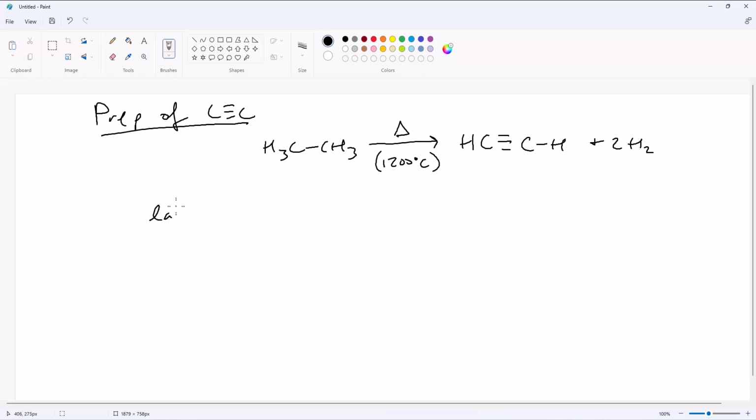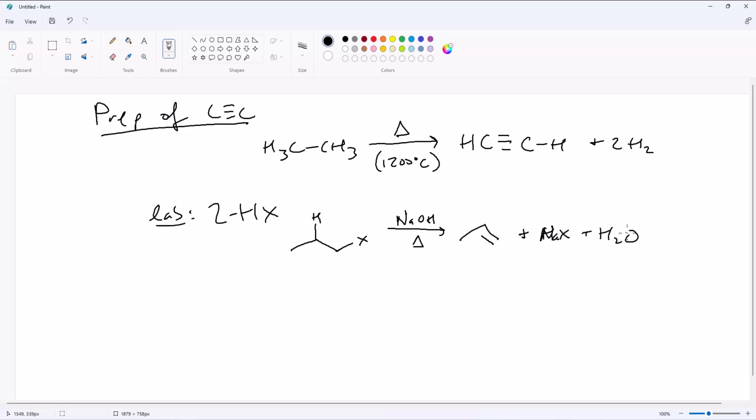In the lab, we're going to do what's a double dehydrohalogenation, so we're losing 2HX. We saw the dehydrohalogenation in the generation of alkenes. So we saw that in an elimination reaction on an alkane containing an HX moiety, will generate the alkene with an equivalent of NaX and H2O.